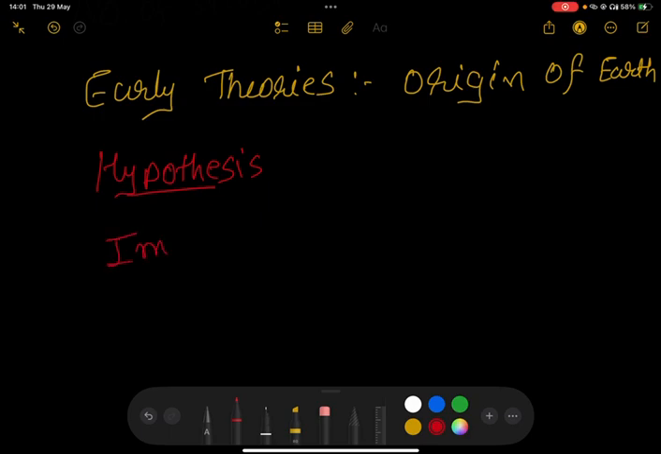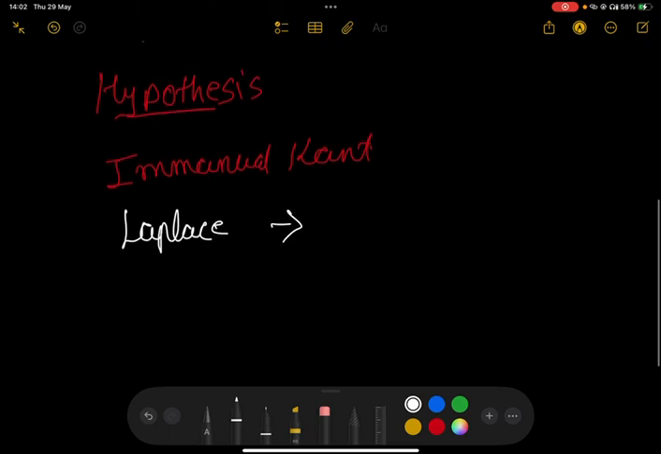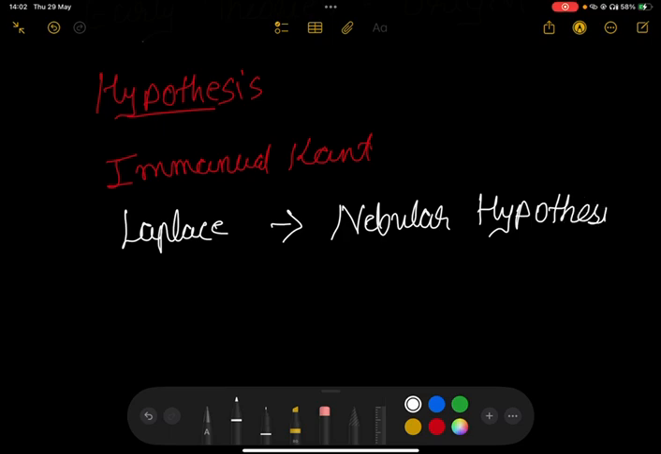German philosopher Immanuel Kant was the first one to give the argument regarding the origin of the earth. Later, mathematician Laplace also gave a theory, which is known as the nebular hypothesis. It considered that planets were formed out of a cloud of material associated with a youthful sun, which was slowly rotating. So that's regarding the nebular hypothesis.